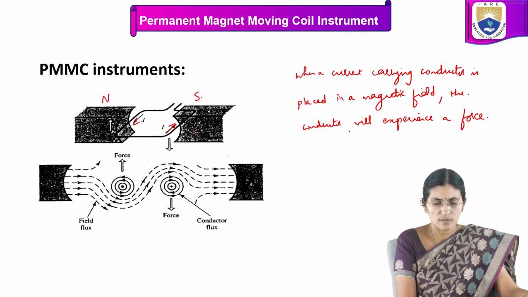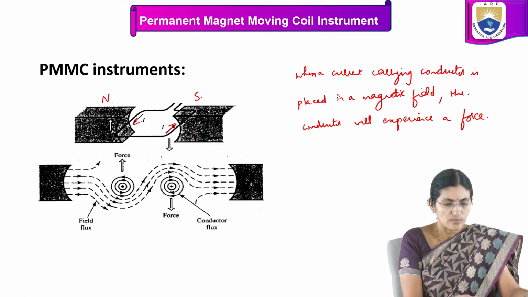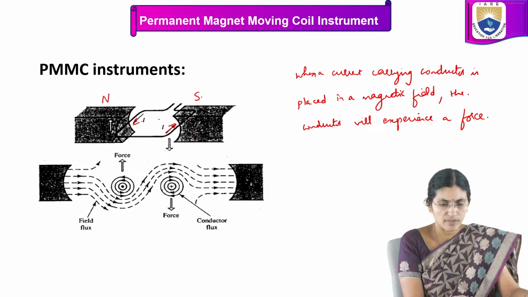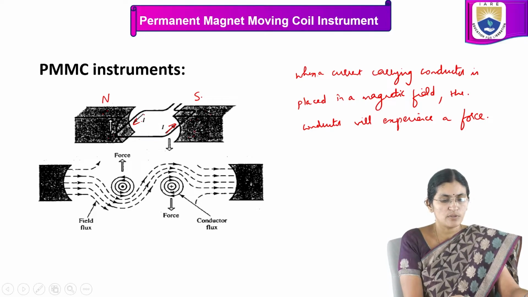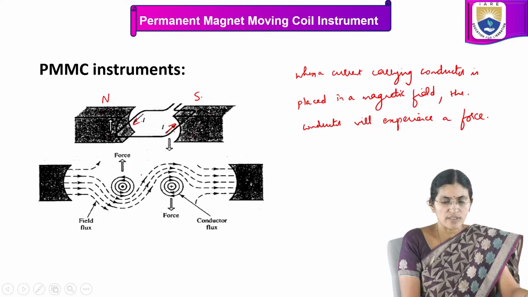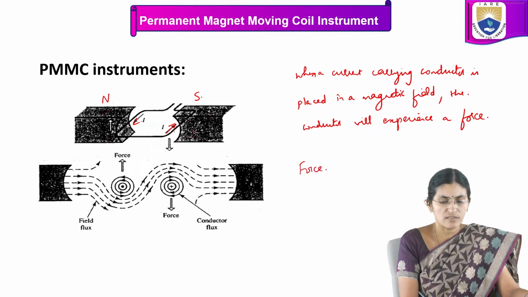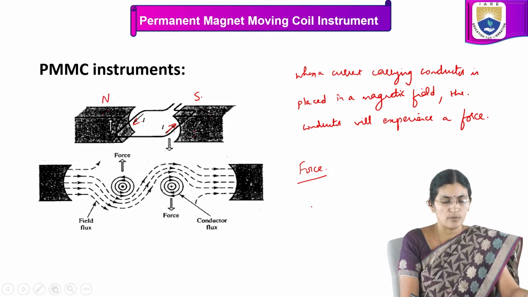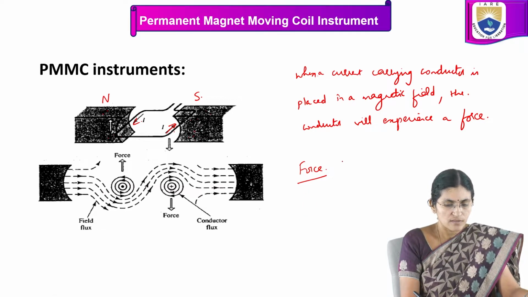So according to this law or statement, this is the current carrying conductor and it is placed in the magnetic field which is produced by these permanent magnets. Because of this, the conductor will experience a force and it will try to rotate. So there are forces acting on the conductor on this side as well as on this side of the coil. Now let us understand this. The direction of the force is given by Fleming's left hand rule.